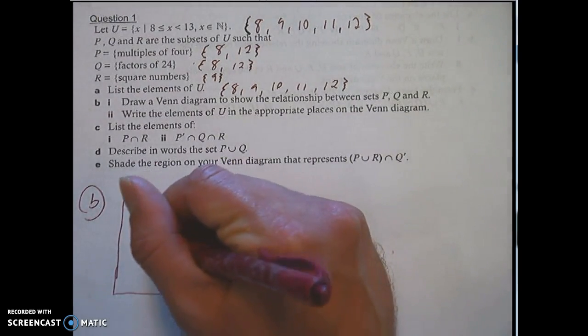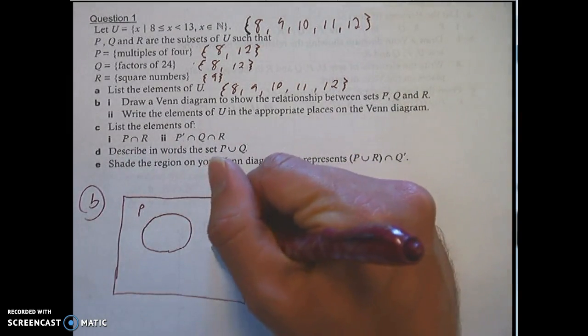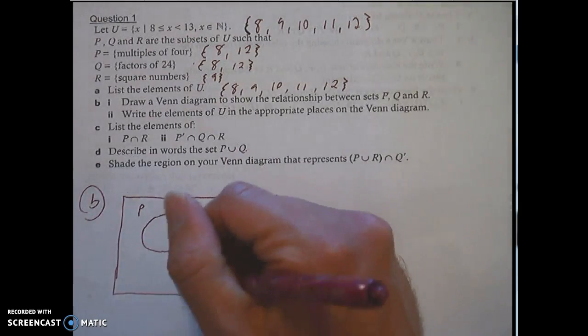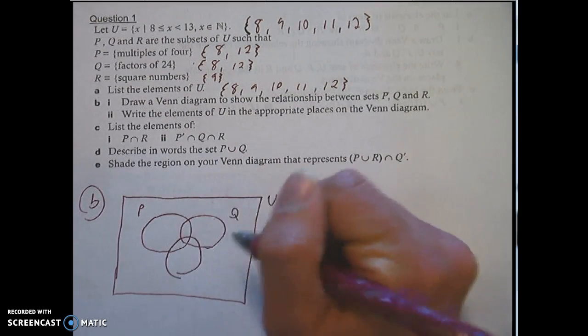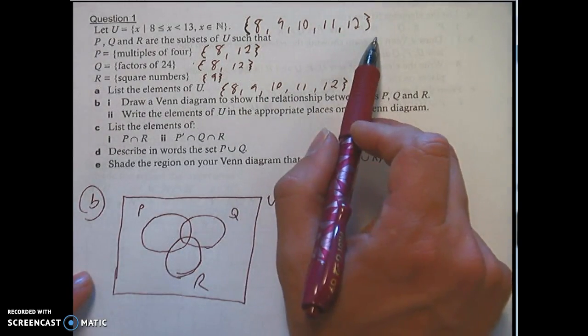Now in that rectangle we've got 3 sets. We've got P, which are the multiples of 4. We've got Q, which are the factors of 24. And we've got R, which are square numbers, or if you prefer, perfect squares. Now we want to write the elements in there. And I'm just going to go through the numbers in the universe, all 5 of them, one at a time.